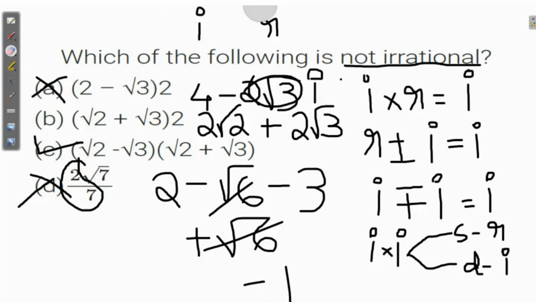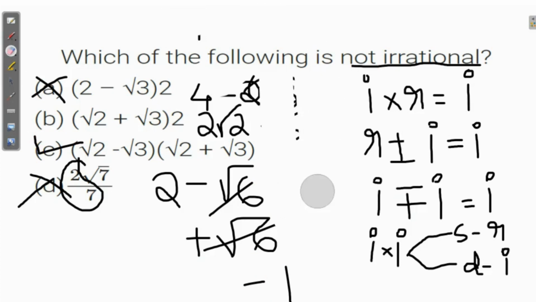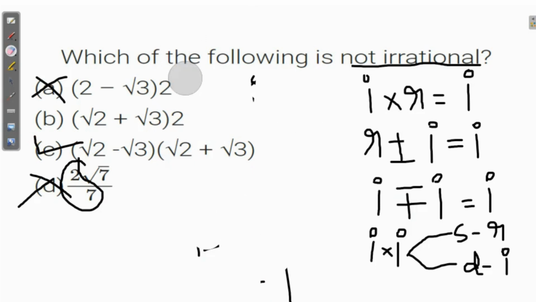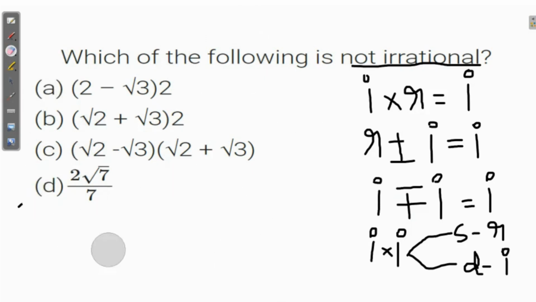Okay. Hope this is clear. Let's go to the next question. So please be clear with these formulas. If you want, you can also note it down somewhere. Please make sure you learn these things clearly. Okay, I'm going to go on to the next one.